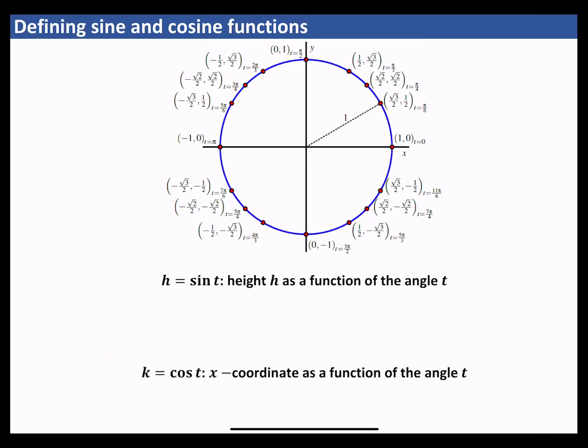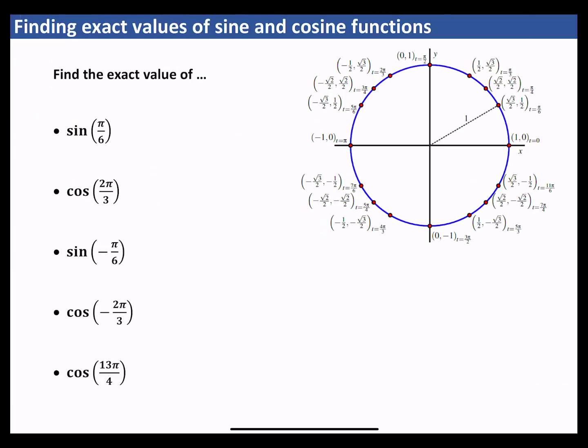Previously, we defined the sine function to be the y-coordinates as a function of an angle on the unit circle, and we defined the cosine function to be the x-coordinate as a function of an angle on the unit circle. It is important to emphasize that for both of these functions, the inputs are angles, and then either y or x coordinates are outputs. Let's look at our first example of evaluating these functions.